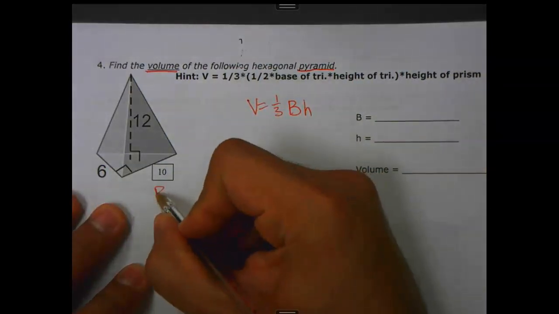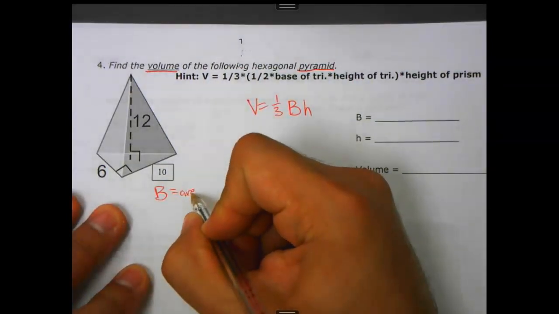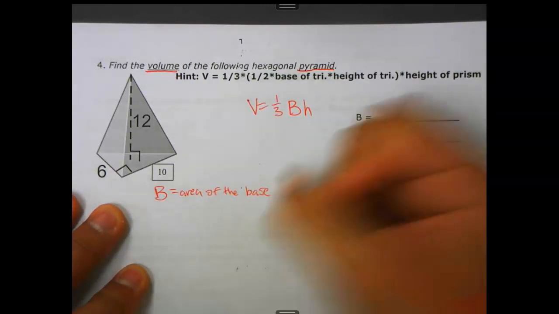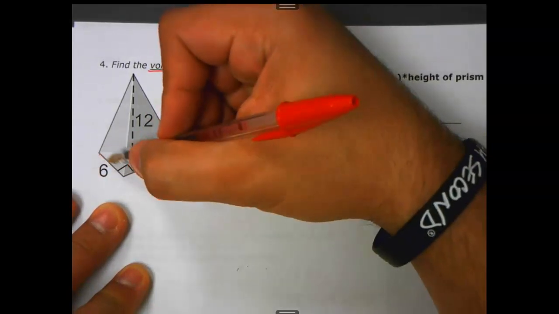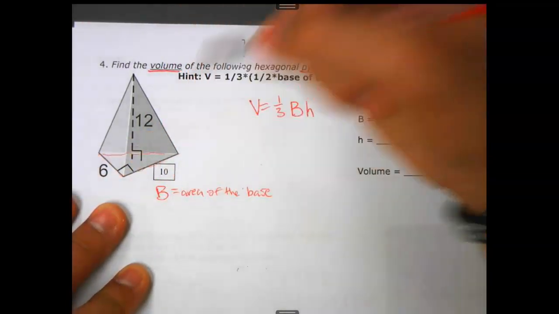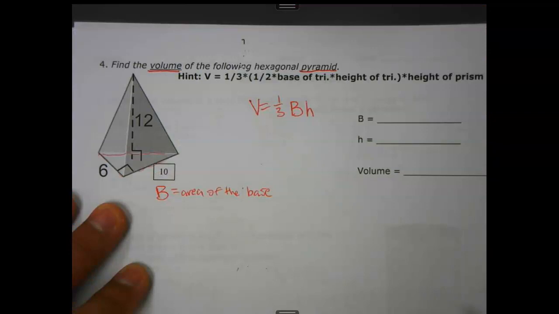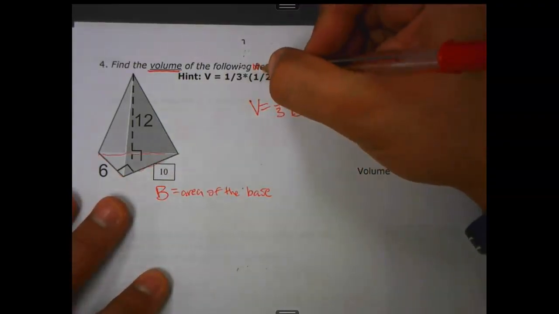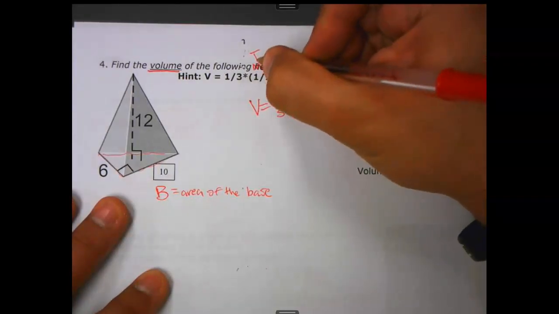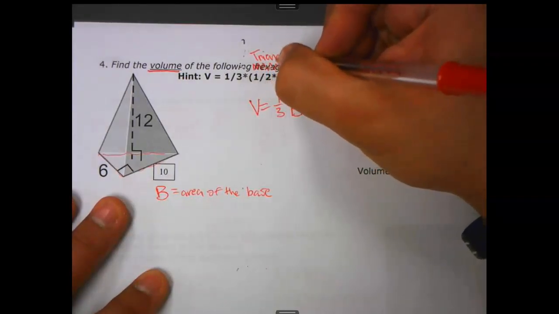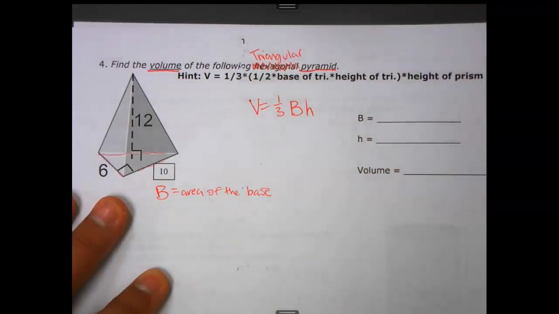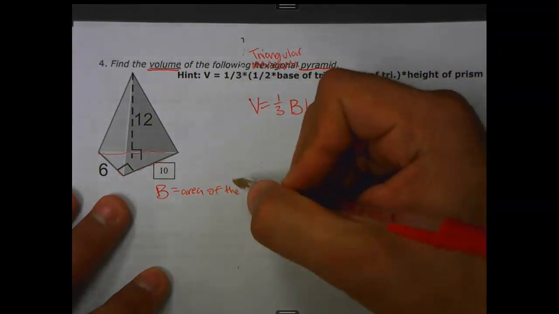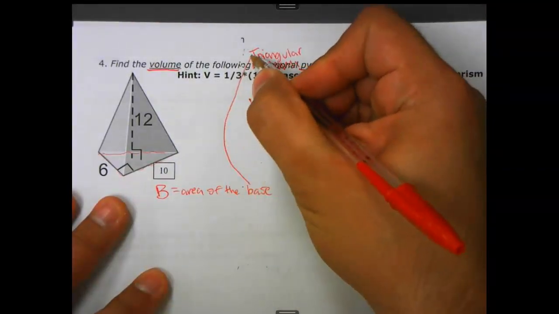So let's figure out big B. Remember, big B is the area of the base. What shape is the base? Now you can look at it and see right here that looks like a triangle, right? So this is a typo. This is supposed to be a triangular pyramid.